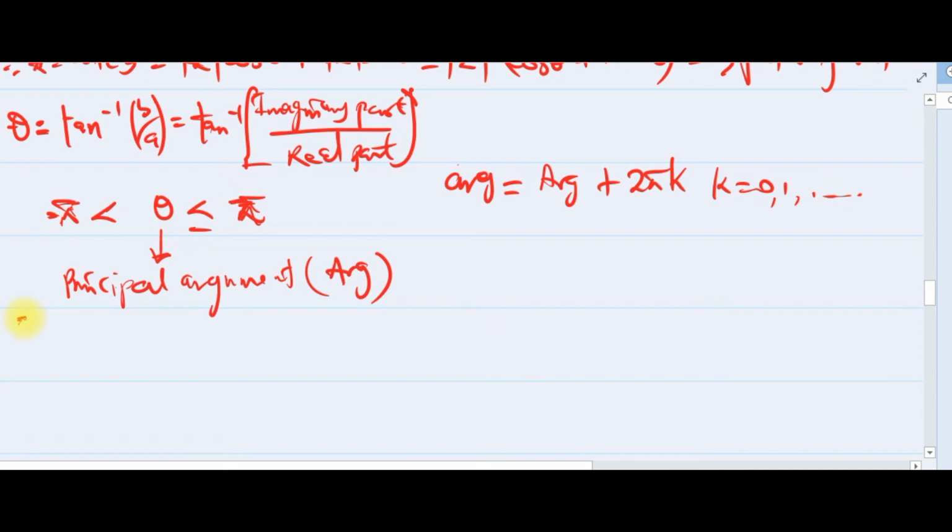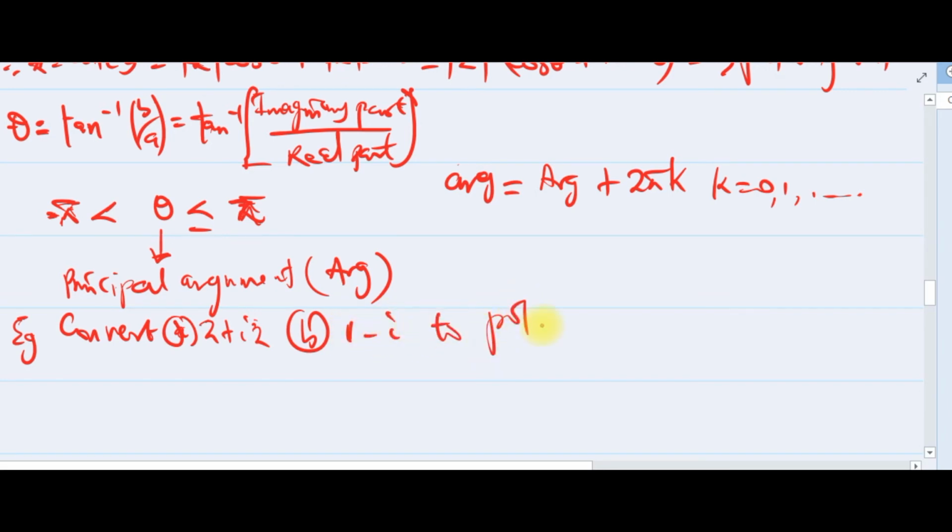Because, okay, for example, if you are asked to convert 2 plus i, 2 minus i, to polar form.